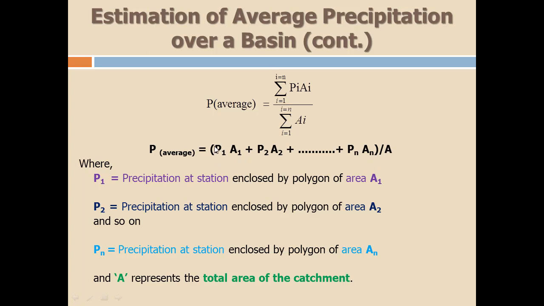Here P1 means the precipitation at station 1. A1 means the polygonal area around station 1. P2 means precipitation at the station enclosed by the polygon of area A2, and so on. Pn is the precipitation at the nth station enclosed by the polygon of area An. And the last, the A in the denominator, represents the total area of the catchment.